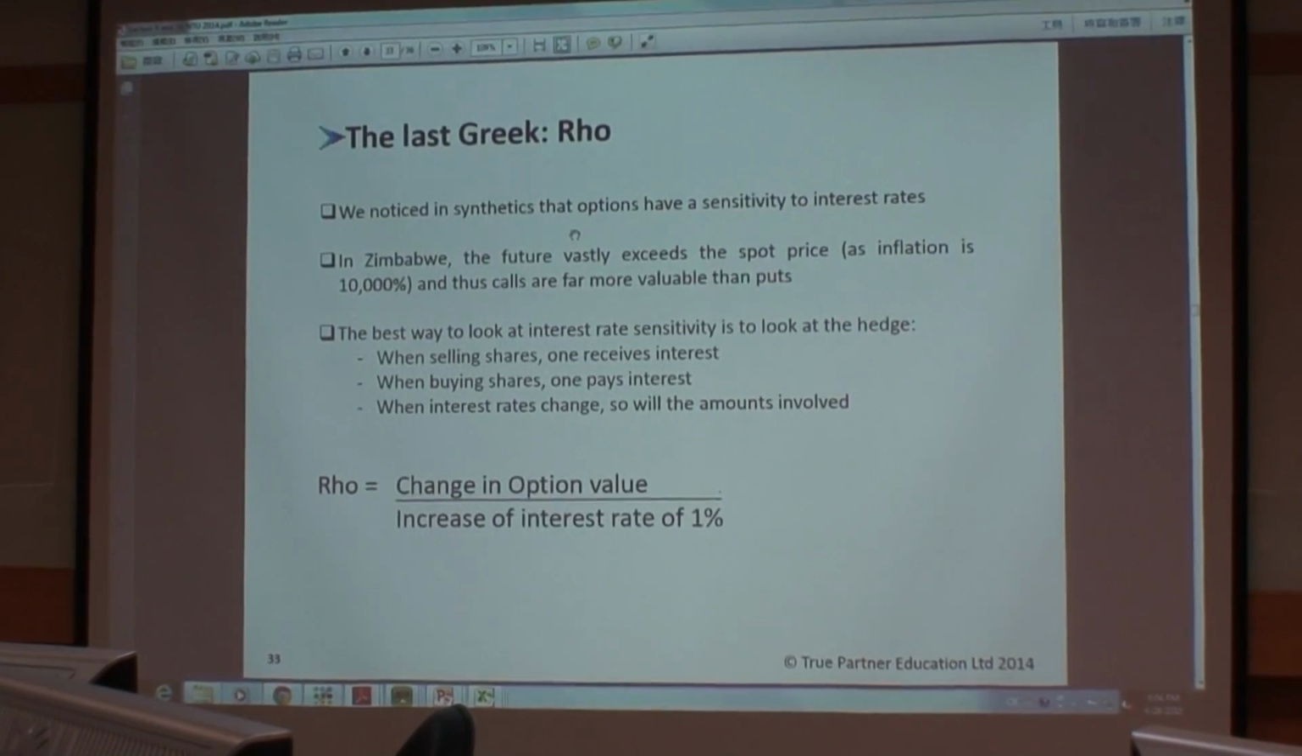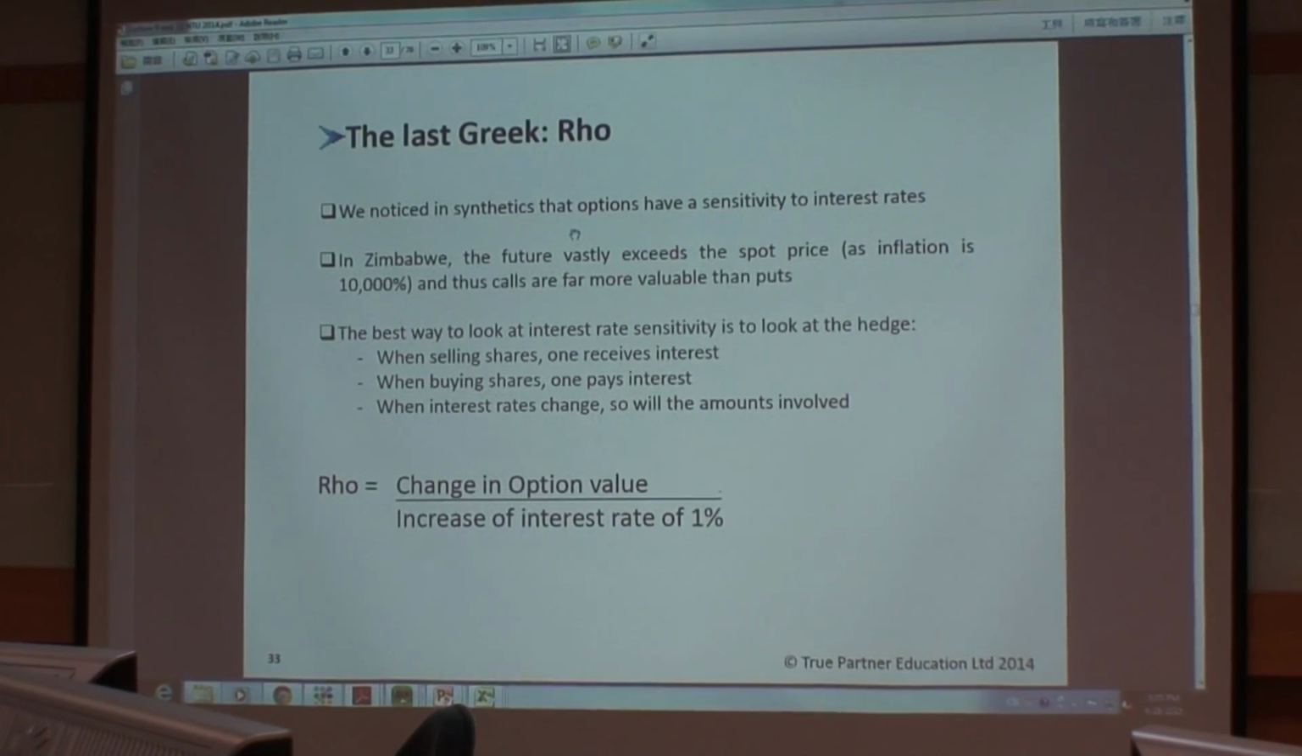So from that perspective, would you rather own the 100 call or the 100 put? Both of them are at the money. Clearly, because of that massive interest rate, people would flock to buy the 100 call. So what we actually already knew: the interest rate is a determining factor in my option price.